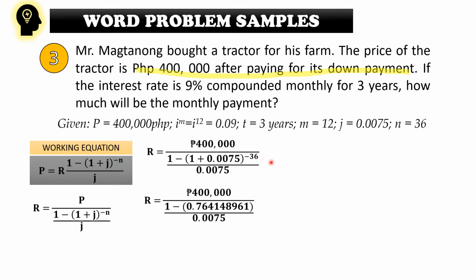Using your scientific calculator, input 1.0075 raised to negative 36, then press equal sign. Then that will yield a result equal to 0.76414891. This is the complete value. Okay, take note, paki-include, pakilagay ang complete value for us to attain the best result or the most accurate result.